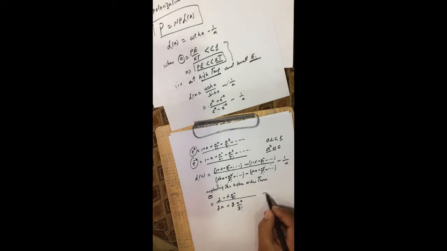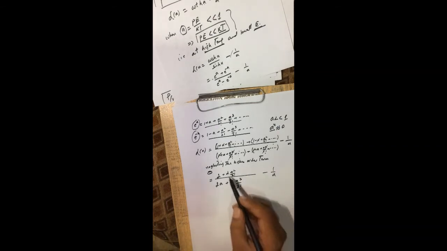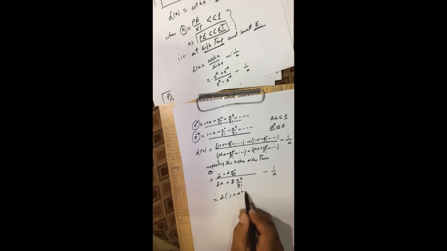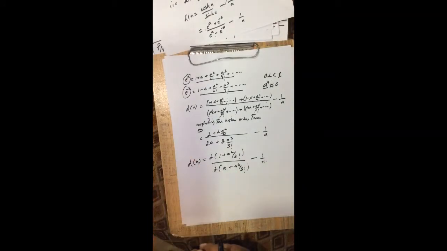And then we have this minus 1 over a, while the rest of the terms we neglect. We neglect the higher order terms, so we are left with only these two terms. Now here we have 2 and 2: 1 plus a square over 2 factorial, and here we have 2 into a plus a cube over 3 factorial, minus 1 over a. This is the Langevin function for the special case.